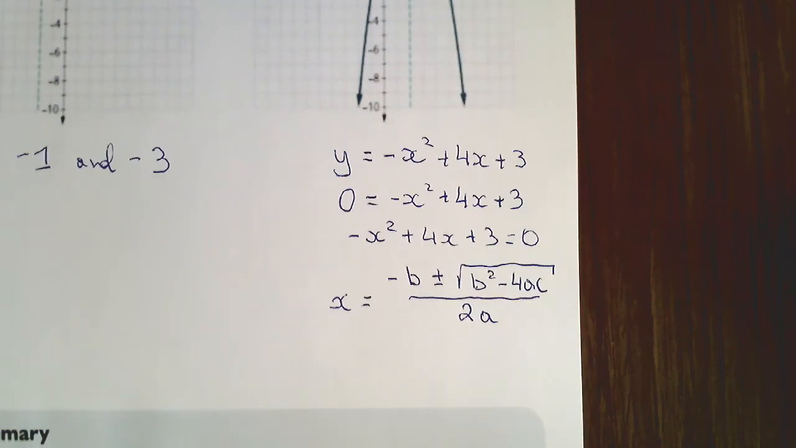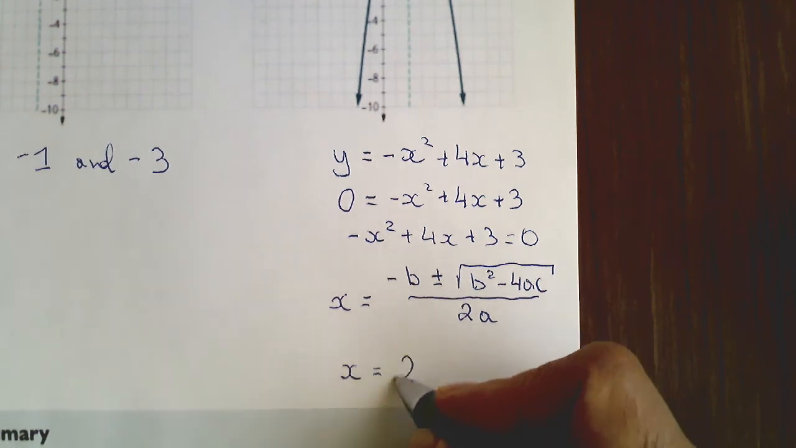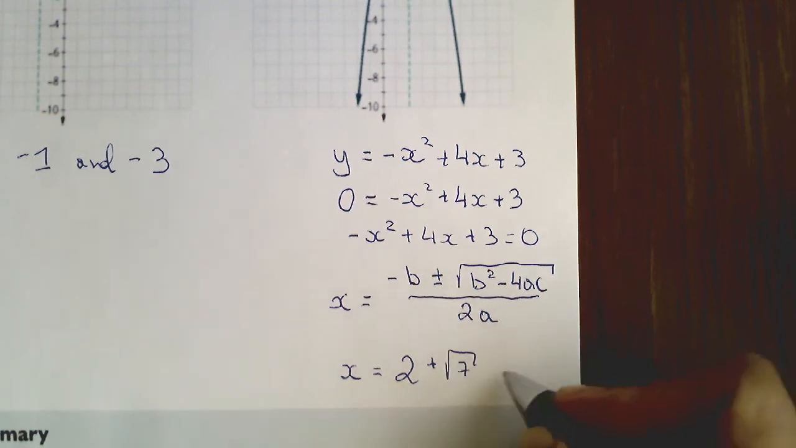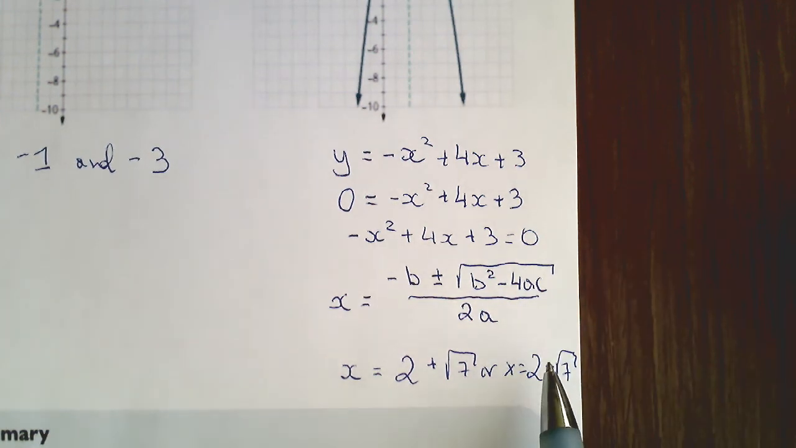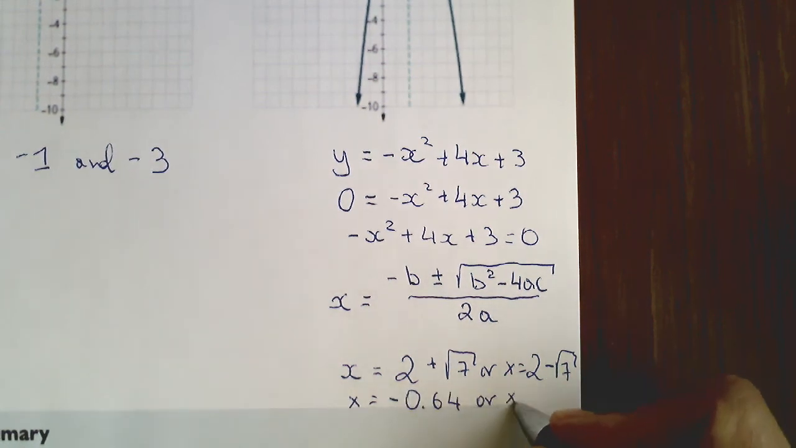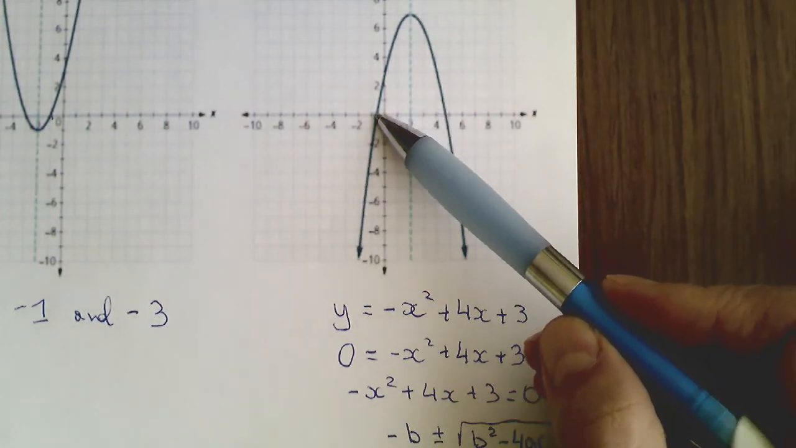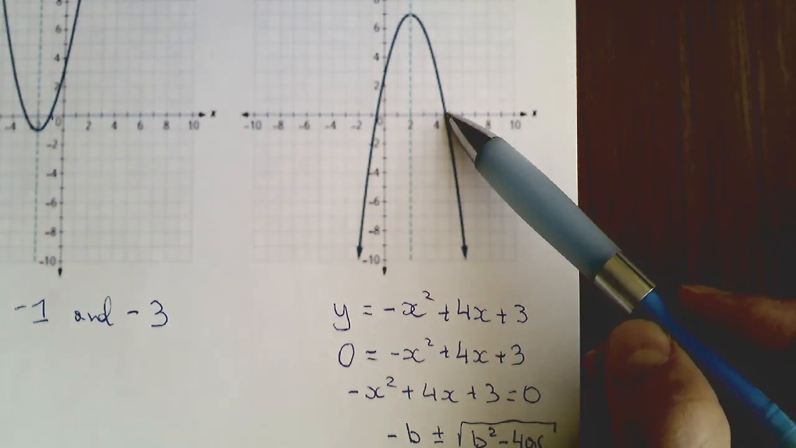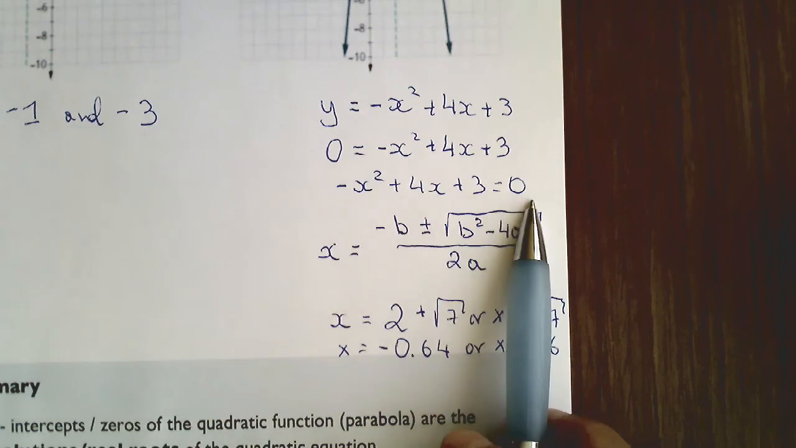And when you plug in those numbers, you will obtain a solution, and the solution would be x is equal to 2 plus square root of 7, or x is equal to 2 minus square root of 7, and that would be an exact answer for those x-intercepts. You can always approximate, and it will be around -0.64 or +4.6. And then if you go to the graph, it kind of matches. This will be about -0.64, and this one will be around 4.6. So the only way to know exactly where those x-intercepts are is by solving the quadratic equation.